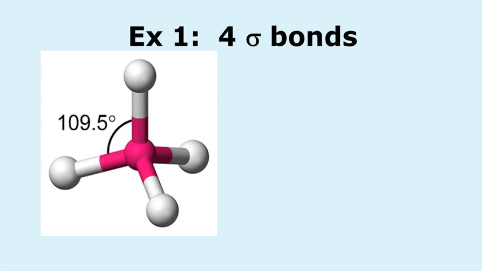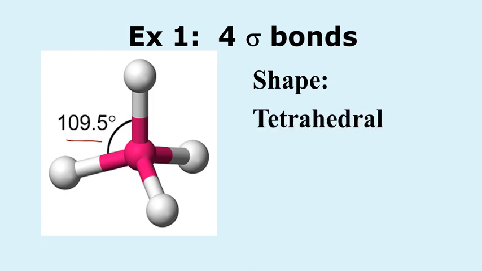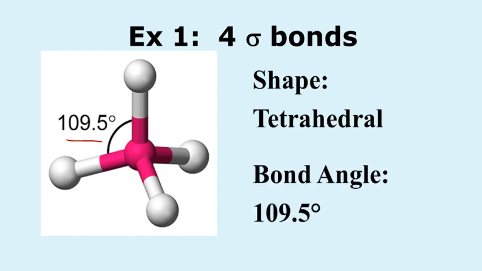And the angle is actually 109.5 degrees. And anytime that we have a structure with 4 sigma bonds, like this, and there are no unshared pairs involved, well, we call that tetrahedral. That's the name of this structure. It's called a tetrahedral geometry. And the bond angle, like we said, is going to be 109.5 degrees.